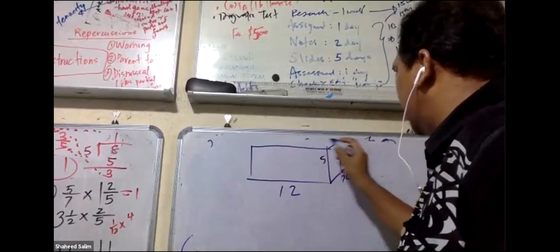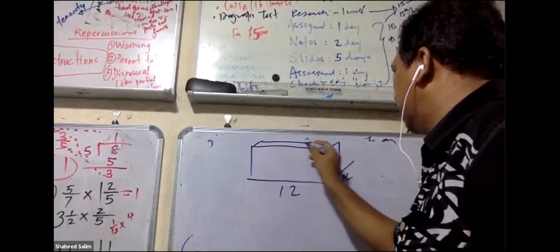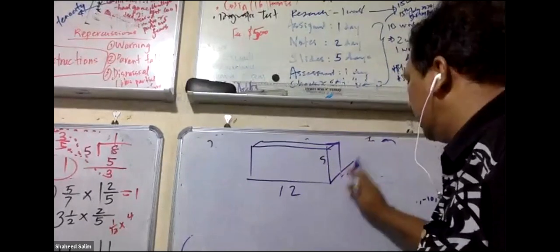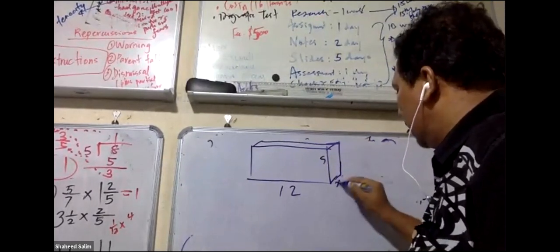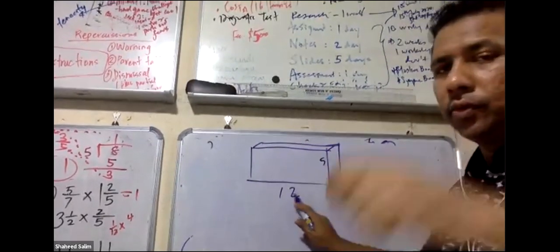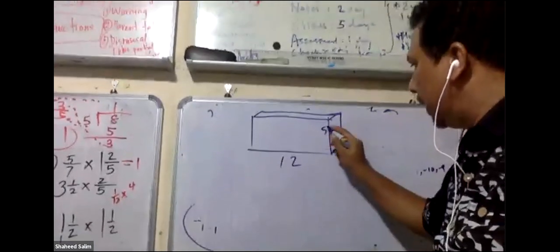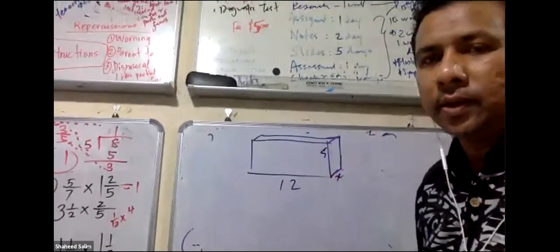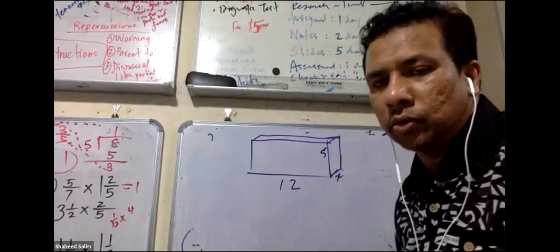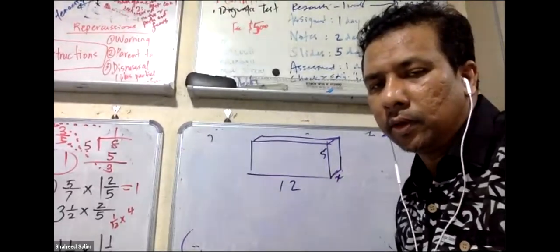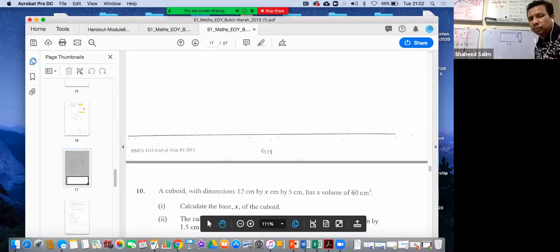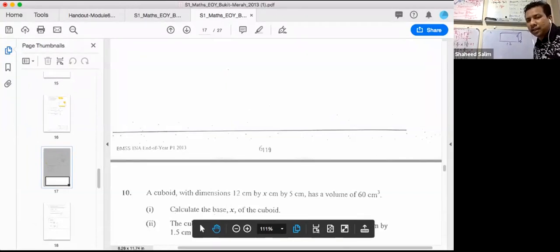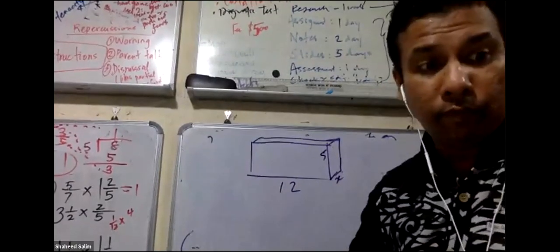So maybe something like that. The length is like 12. The breadth is x. And the height is 5, let's say. And this is equals to, according to the question, 60. The volume is 60. So now, we go to the formula.